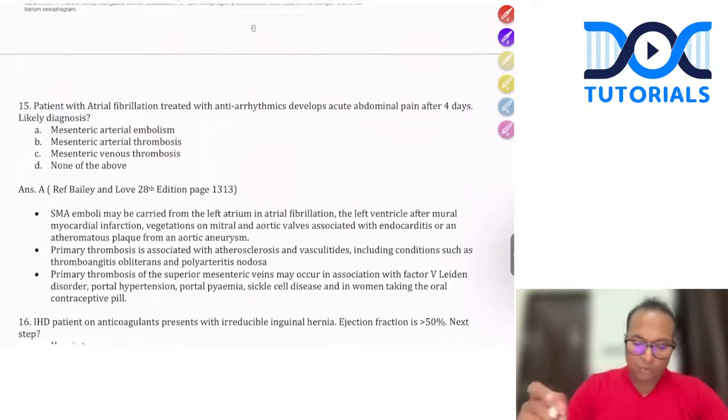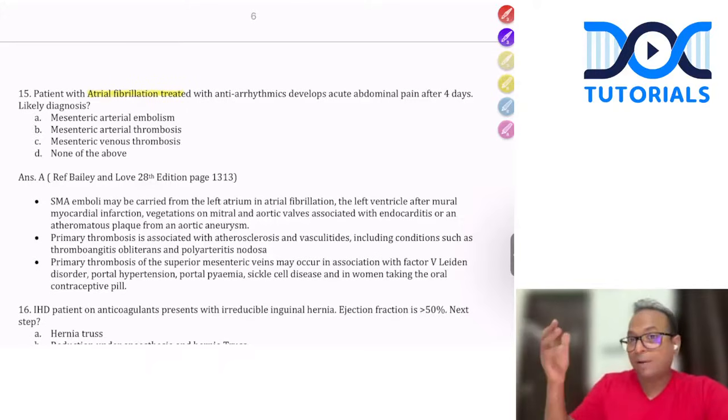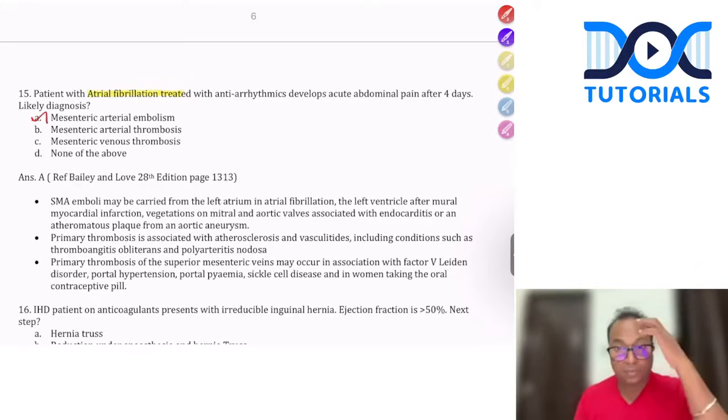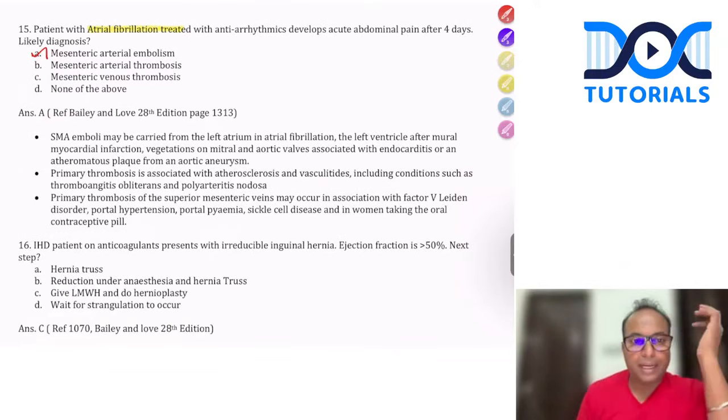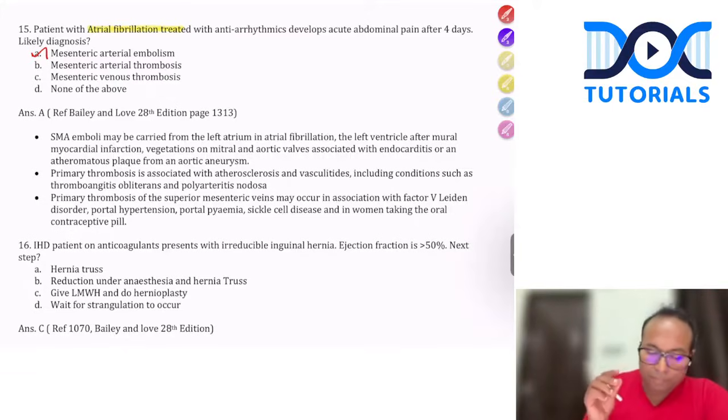Some of you asked about atrial fibrillation treated with antiarrhythmic who develops acute abdominal pain after 4 days. This question is different from the previous one, where diarrhea developed into abdominal pain. So there are two different questions. Atrial fibrillation patient who develops abdominal pain has probably developed a mesenteric embolism. Emboli form in atrial fibrillation, in the left ventricle after myocardial infarction, and from vegetations on valves associated with endocarditis. All of these can form an embolus, which can dislodge and cause gangrene.